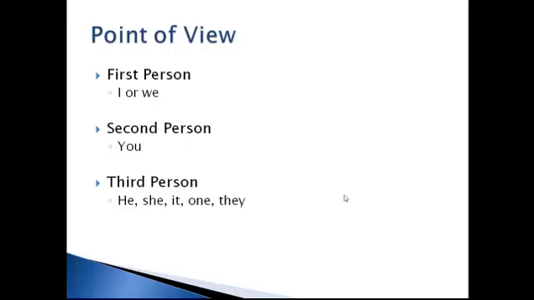Point of view refers to the author's perspective, and you write in either first, second, or third person point of view. First person refers to I or we. Second person refers to you, and third person refers to he, she, it, one, they, them.